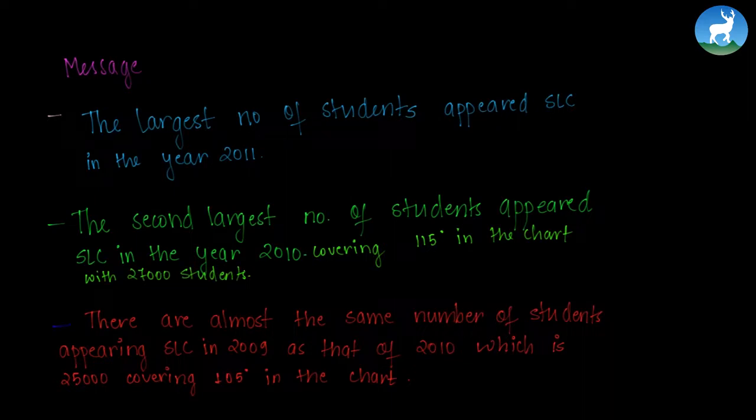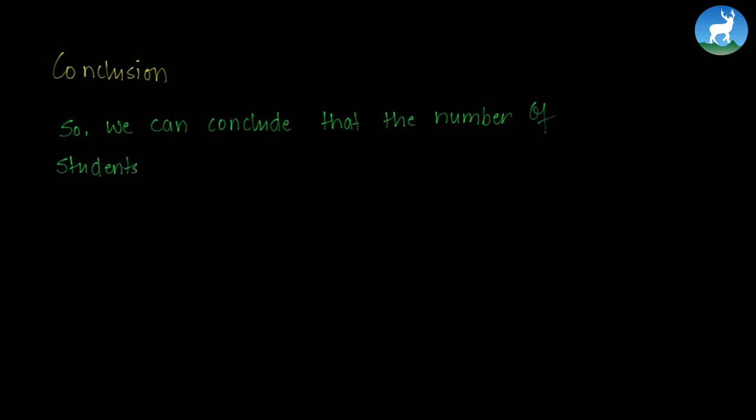You can say the second largest number of students appeared in SLC in the year 2010, covering 115 degrees in the chart with 27,000 students. So you are mentioning the key points you got to know from the pie chart. And then you finally conclude by saying the conclusion. The number of students appearing SLC exam is increasing every year. So the students are increasing every year, right?